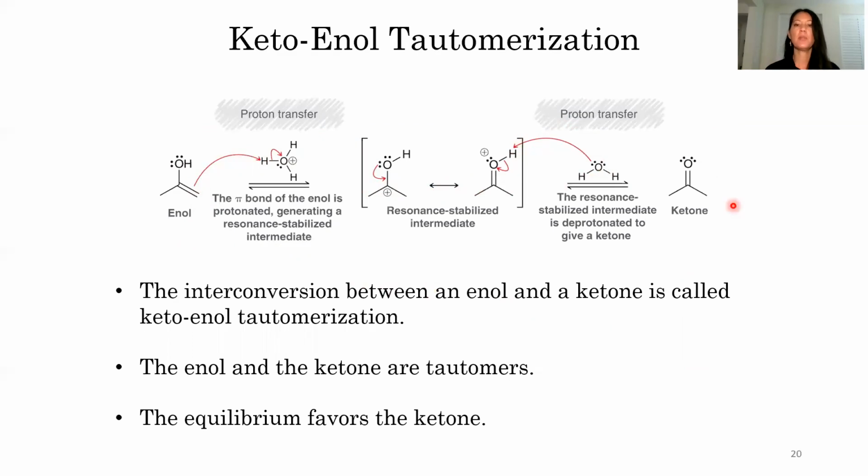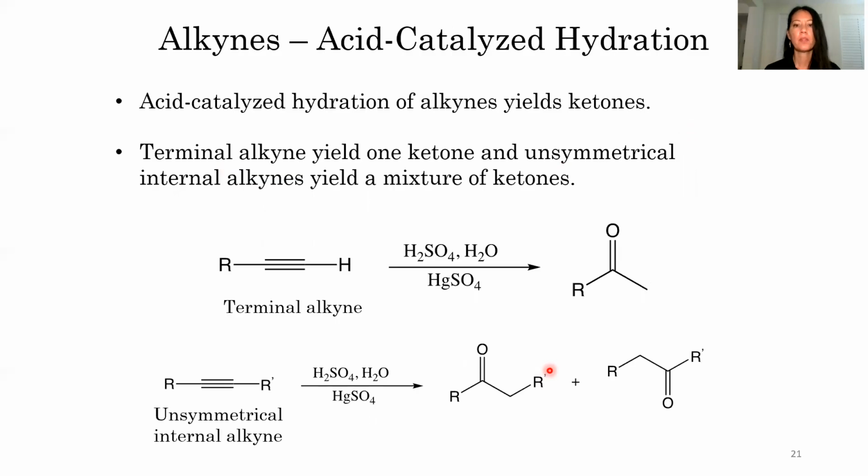So the interconversion between the enol and the ketone, we call that keto-enol tautomerization, and the enol and ketone are tautomers. The equilibrium does favor the ketone product. You actually will see this in some of the biochemistry chemical cascades if you're taking biochem. So overall, just as I mentioned, just remember when you do this sort of hydration with an alkyne, you don't get the alcohol. You should envision an alcohol OH forming here, but then you get the tautomerization to give the ketone product.